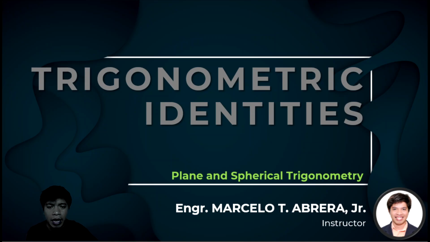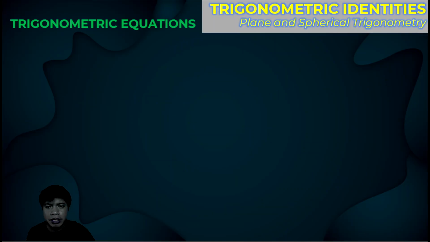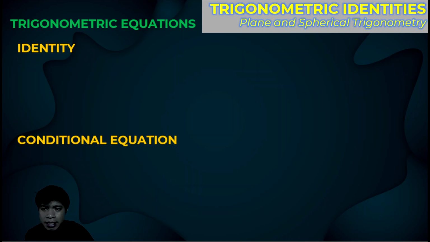Okay, so anyway, let us first define kung ano ba yung identity. So yung identity is actually one of the two types ng trigonometric equations. Kasi yung trigonometric equations, mayroon siyang dalawang klase. Ito yung identity at saka yung conditional equations. So ano ba yung ibig sabihin ng dalawang ito?